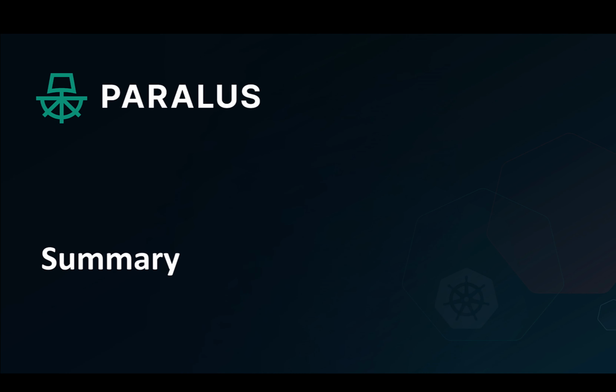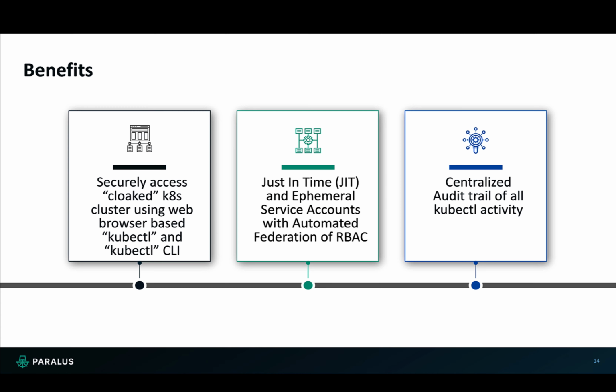In summary, organizations can use Paralus to, number one, securely access cloaked Kubernetes clusters running behind corporate firewalls using both web-based kubectl and the kubectl CLI. Number two, use Paralus to automatically create just-in-time and ephemeral service accounts with automatic federation of RBAC. Number three, they can use Paralus to maintain a centralized audit trail of all kubectl activity performed by users of Paralus.